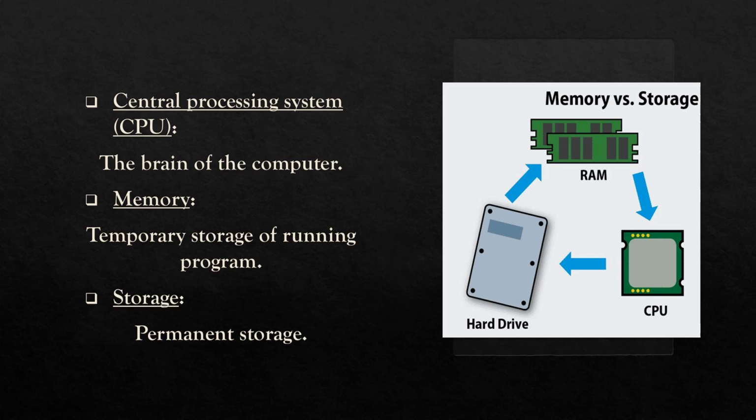SSD, also known as solid state drive, uses flash memory for fast access. It's more expensive but much faster than HDDs. USB flash drive is also an example of a secondary storage device. It is a portable storage for transferring files. Cloud storage stores data on remote servers accessible via the internet.